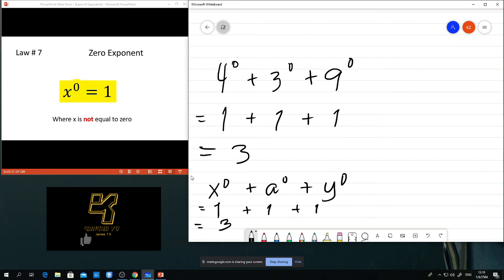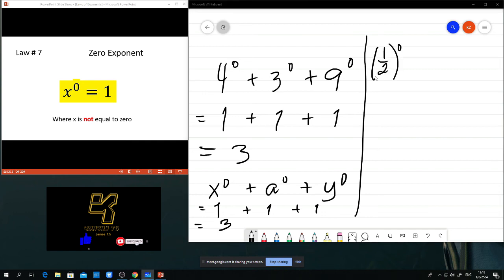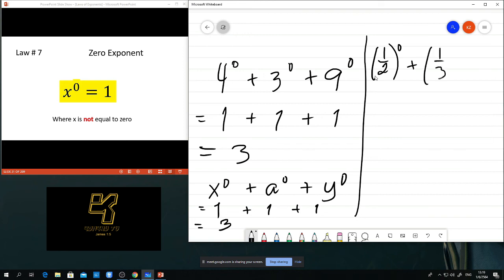Any power of 0 is equal to 1. Or what if we have 1/2 quantity to the power of 0 plus 1/3 quantity to the power of 0? It means 1 plus 1, so we have 2, because a quantity to the power of 0 is 1. Okay, let me remind you. Can I erase this now? Because I have something in my mind. Can I erase? 1, 2, 3. Okay. Silence means yes.